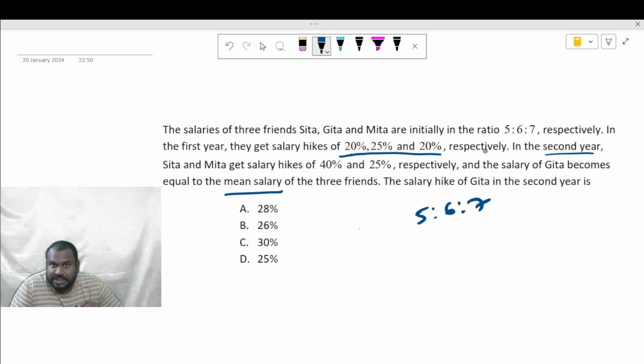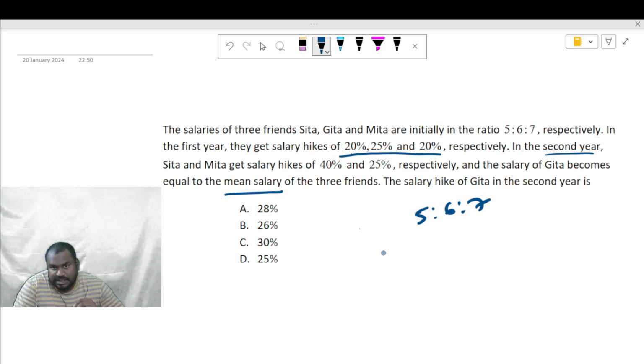See, the condition for the ratio. The condition for the salary is given in terms of a ratio. In the first year, everybody got the increment. But in the second year, Geeta did not get one directly, but indirectly her increment is given. She got it, but it's not given directly. So you have to find it. The salary hike of Geeta in the second year is being asked.